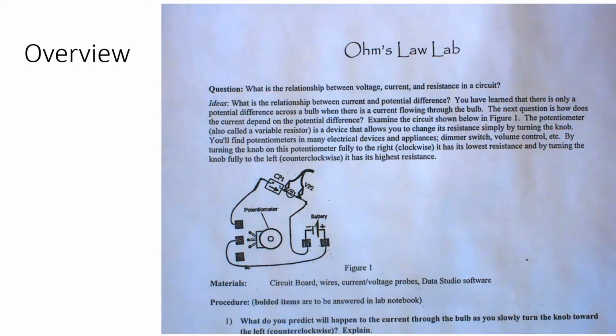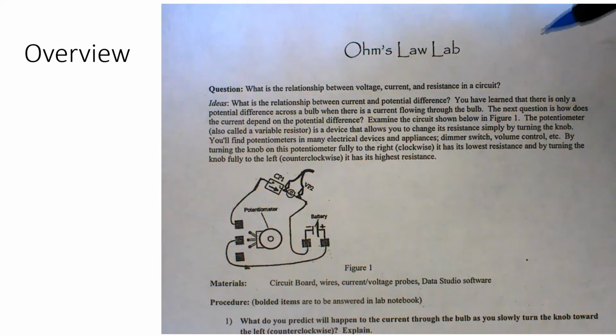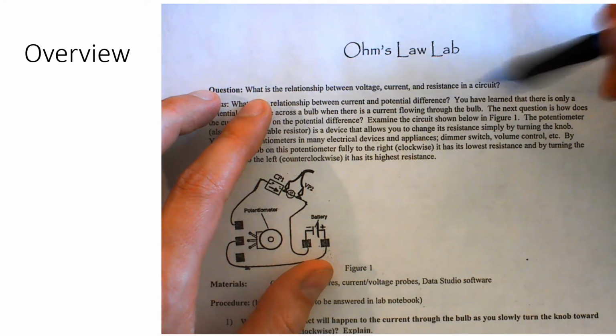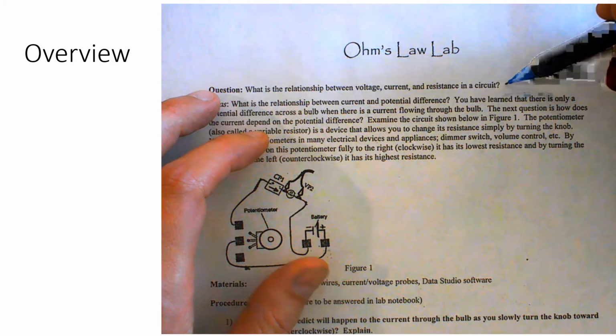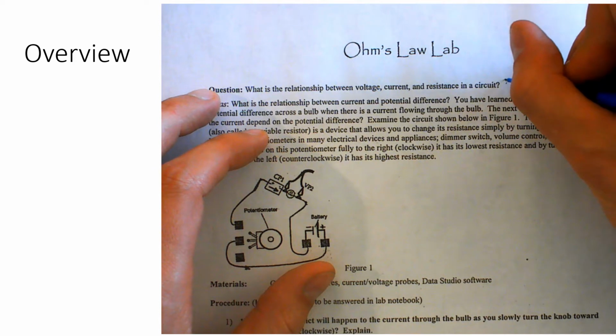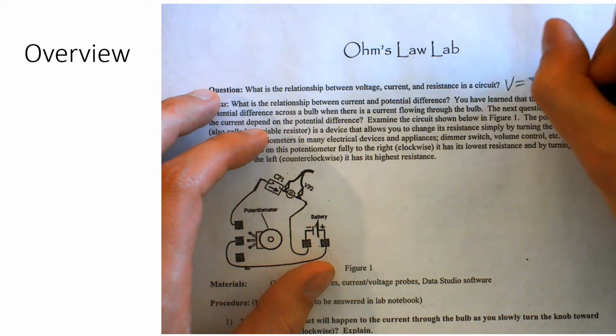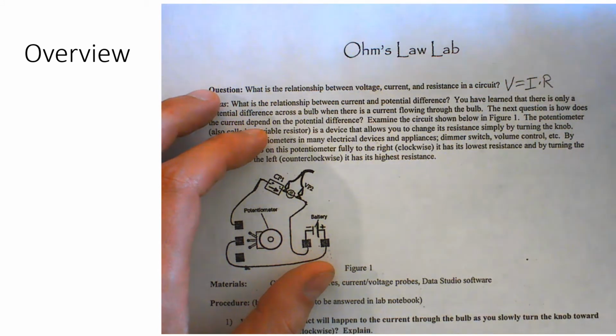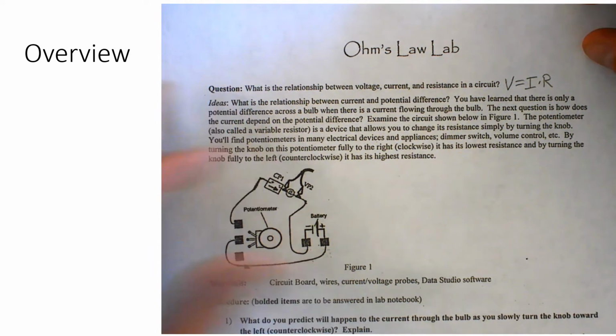Okay, so this is for the Ohm's Law lab. The question we're asking in this one is, what is the relationship between voltage, current, and resistance in a circuit? You guys already know the answer to this. We've been talking about Ohm's Law since the beginning, right? So we already know that voltage is equal to current times resistance, but we haven't really seen direct proof of that yet. And that's what we're going to get in this lab.